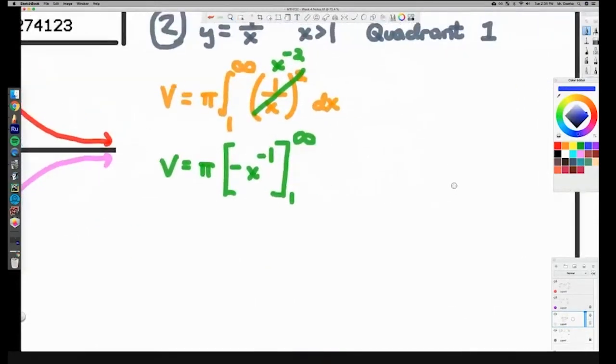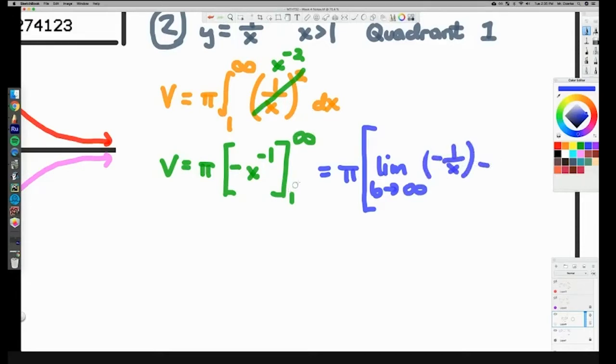Okay, I'll write it over here. Okay, this is going to be equal to pi. Okay, we're plugging in infinity, so I'm actually going to use the limit here as b goes to infinity. So we're going to plug infinity in first. So you're going to have negative 1 over x minus, then when you plug 1 in here, it's just going to be negative 1. You with me? Yep. All right, so then, since you're the only one here, what is this limit approaching? If it's negative 1? 0. 0.